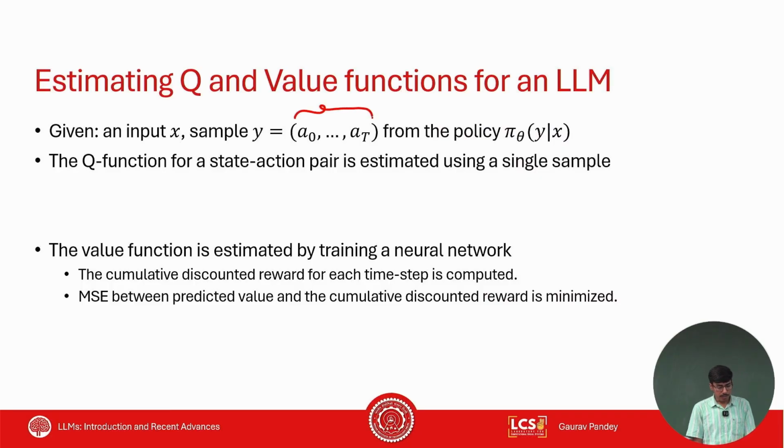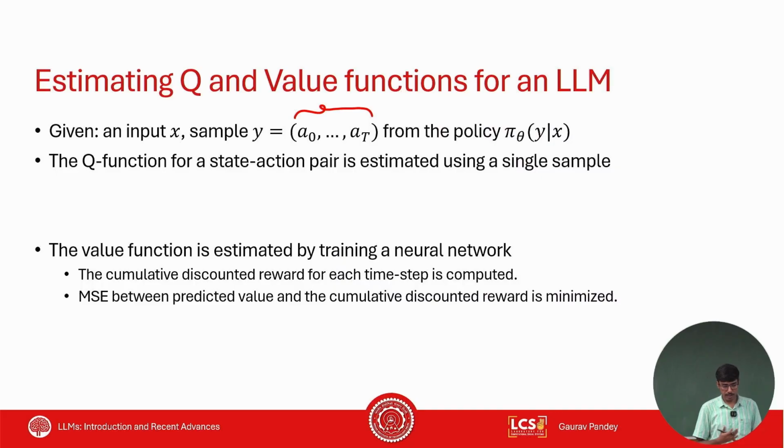Then for the Q function, instead of considering all possible sequences that could have originated at a point, I would say only for this sequence, what is the reward to go at each time step? Which is the reward of the entire response. So at each token, you will have the reward of the entire response, and that will be a Q function because it's the future reward, right? So the Q function is generally estimated using a single sample.